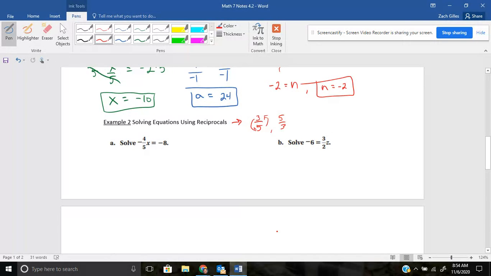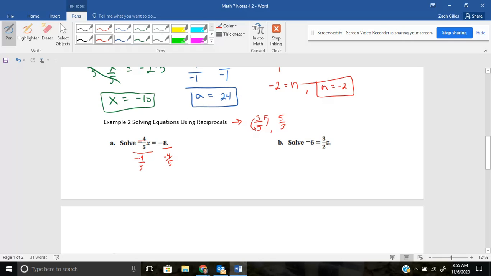Okay. So for letter A here, it says solve negative 4/5 times x equals negative 8. So I'm asking myself in this problem, what is being done to my variable? Well, this fraction is actually smushed right next to my variable. So that means it's being multiplied by negative 4/5. To undo that, we would divide by negative 4/5 on both sides of my equation.